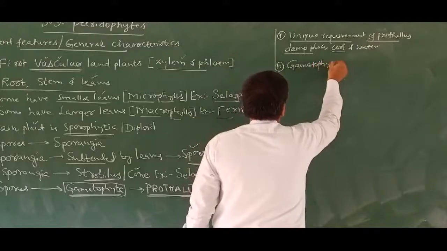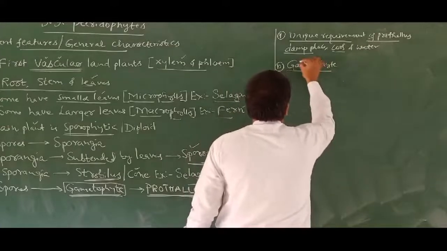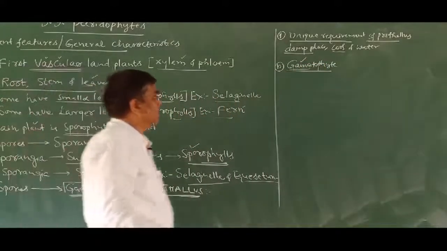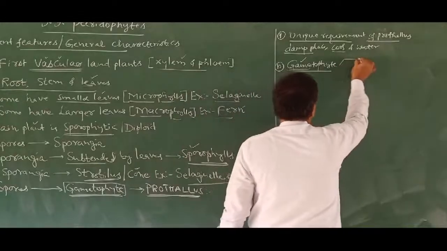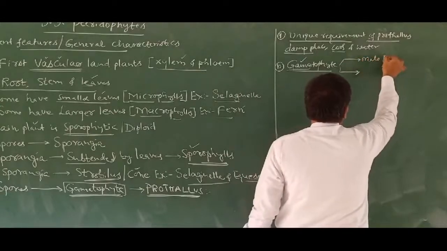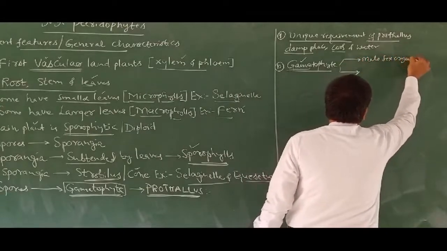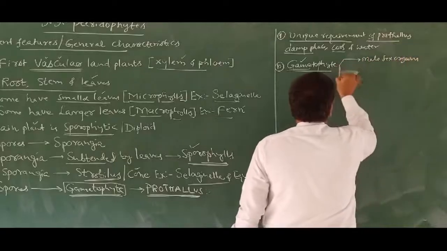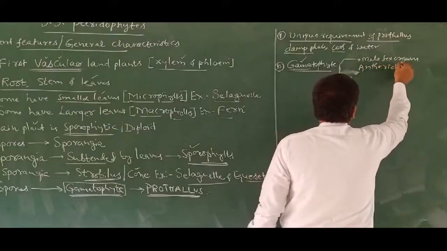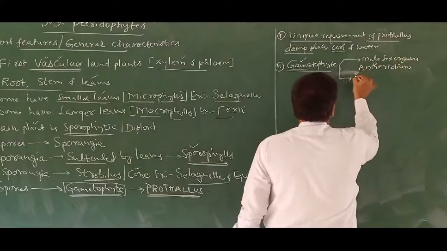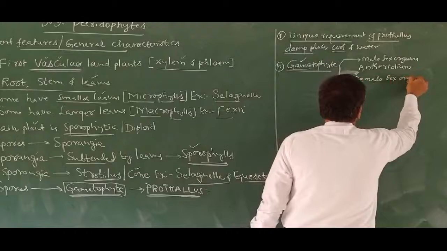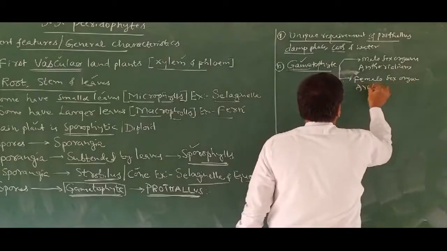Gametophyte means this is the stage where it can produce gametes. Therefore, this stage of the life cycle of the plant is known as the gametophytic stage, and it has male sex organs as well as female sex organs. It has male sex organs called antheridium, and the female sex organ is called archegonia.